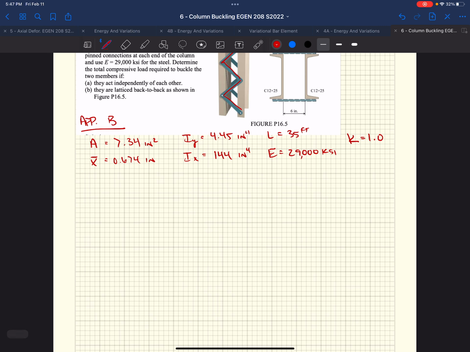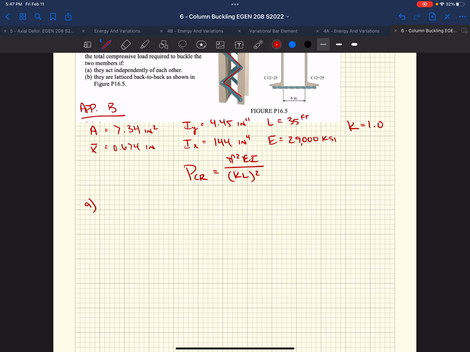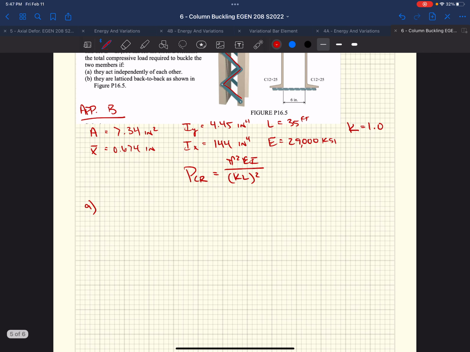Okay, well, if we're looking for the compressive load, we're looking for P critical, not sigma critical. And if we go back and look at P critical, well, that's pi squared EI all over KL squared, right? Well, if we look at part A, we're looking for the total compressive load required to buckle the two members. Well, if they act independently of each other, we truly have just two of them. Okay, so the P critical total really equals P critical of one channel, right, times 2.